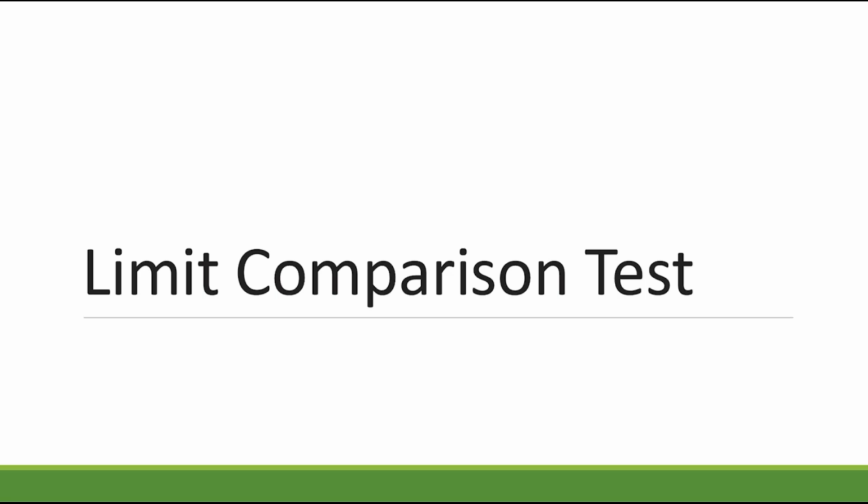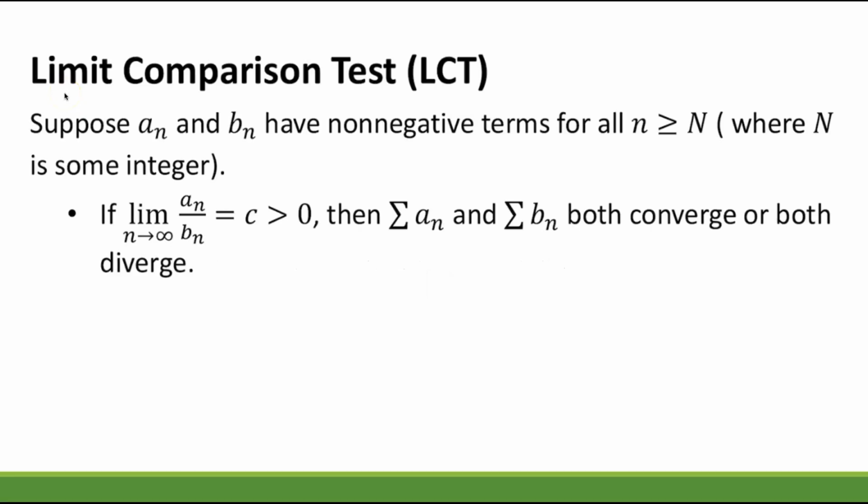Limit comparison test. Let's continue on in our journey of determining whether an infinite series converges or diverges by now looking at the limit comparison test, or LCT. Suppose a sub n and b sub n have non-negative terms for all n greater than or equal to some capital N, where capital N is some integer. So this really just means eventually. Eventually, these two sequences of numbers, a sub n and b sub n, have non-negative terms.